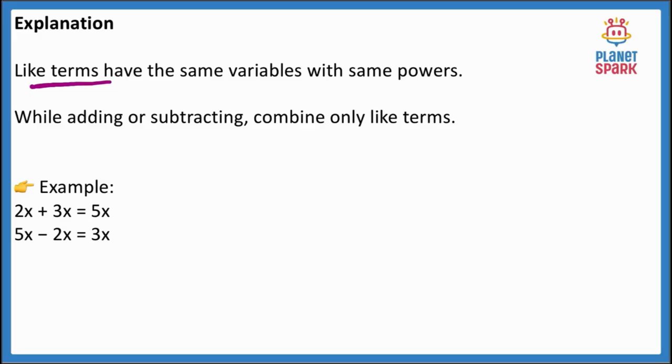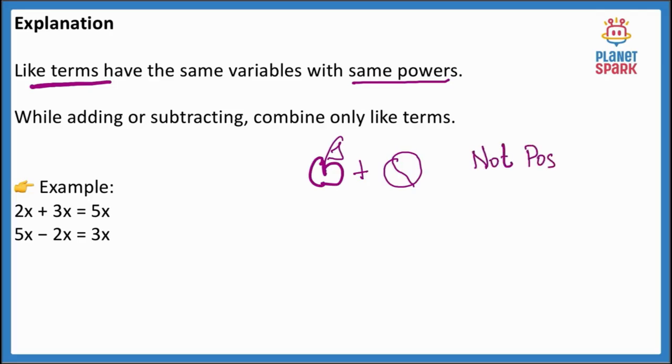Now, like terms are the terms which have the same variable and the same powers. If I ask you, can you add an apple and a ball? You will say, ma'am, how can I add an apple and a ball? They are two different things. So, yes, since they are not like, we cannot add them. But if I give you 3 apples and tell you to add these apples, you will say, yes, 1 apple plus 2 apples is going to give me 3 apples.